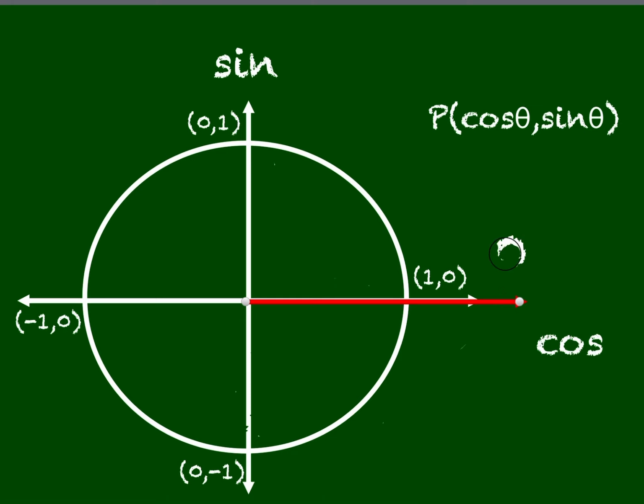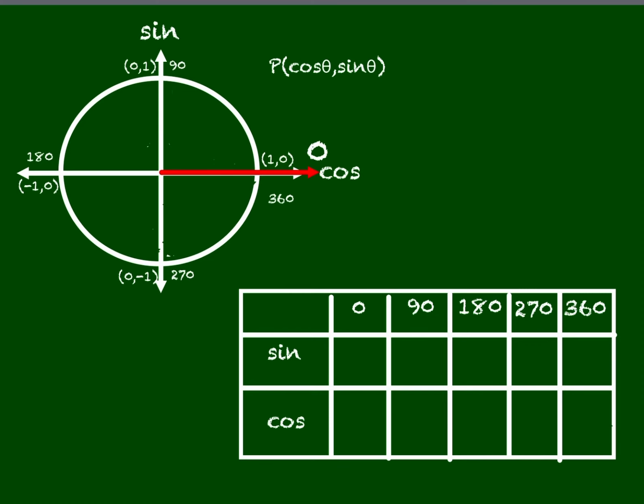And I want to write this angle on the unit circle. Don't forget, guys: if you move anticlockwise, you generate a positive angle. If you move clockwise, you will generate a negative angle. Now, this information helped me to figure out the sine and cosine values for 0, 90, 180, 270, and 360 if you want more.